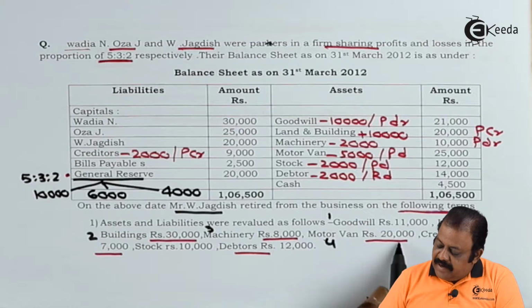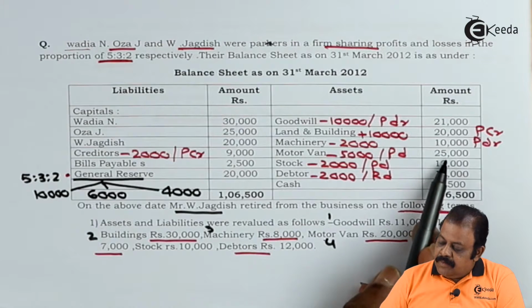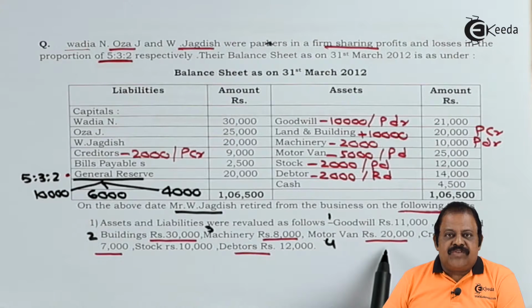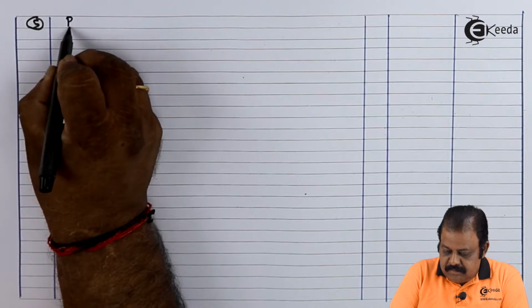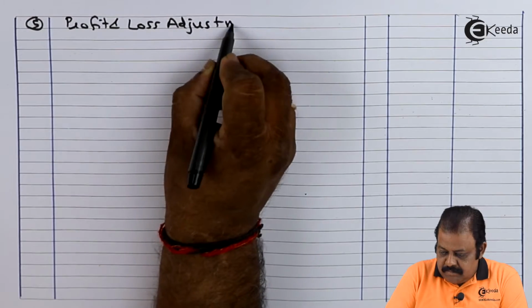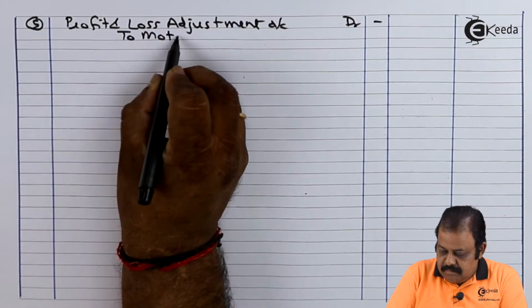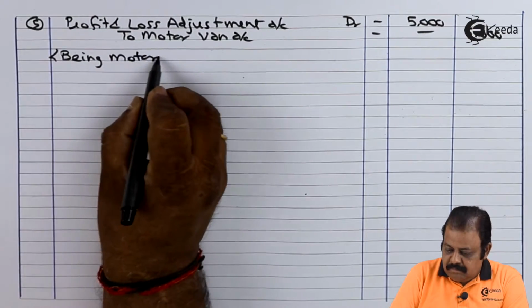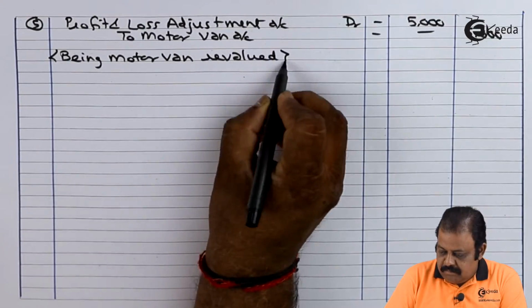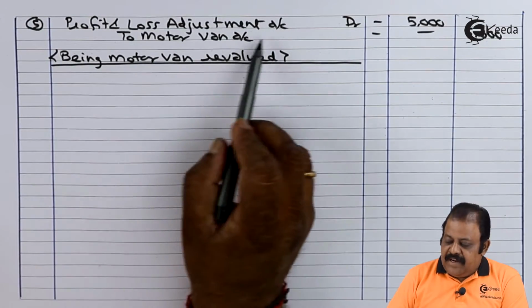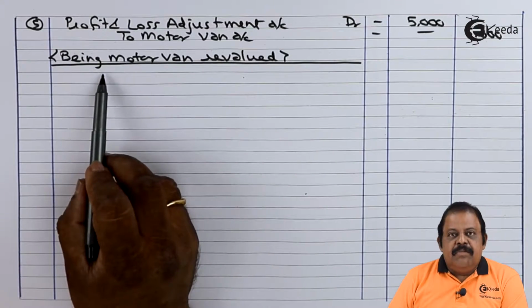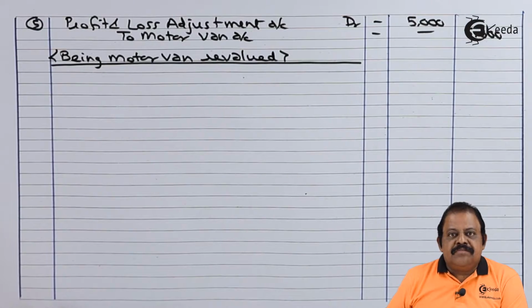Next we have motor van 20,000. Old value of motor van in balance sheet, that is book value 25,000. Revised value is 20,000. So it is reduced by 5,000. Profit and loss adjustment account debit 5,000 to motor van account 5,000, being motor van revalued.